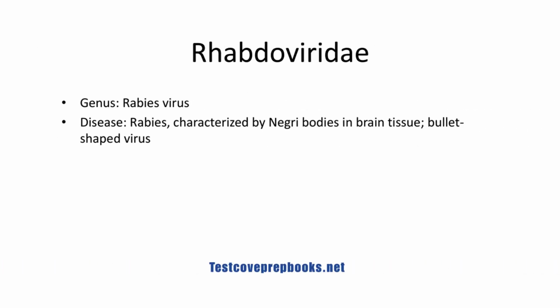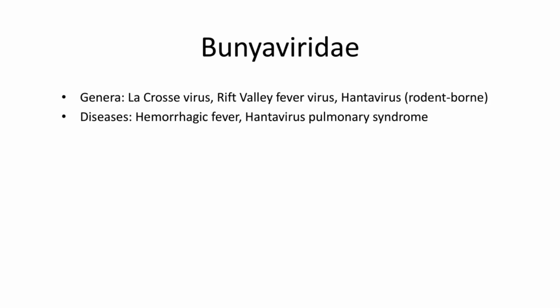Rhabdoviridae is represented by the rabies virus. Rabies infection is identified by negri bodies in brain tissue, and the virus itself is characteristically bullet-shaped. Finally, Bunyaviridae includes viruses such as lacrosse virus, Rift Valley fever virus, and hantaviruses. These pathogens cause hemorrhagic fevers and, in the case of hantaviruses, pulmonary syndrome associated with rodent exposure.